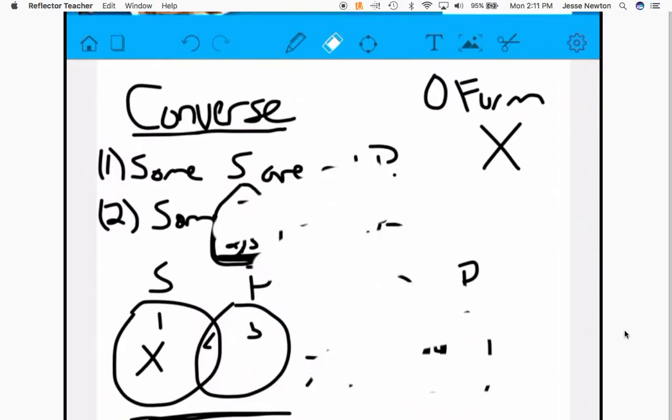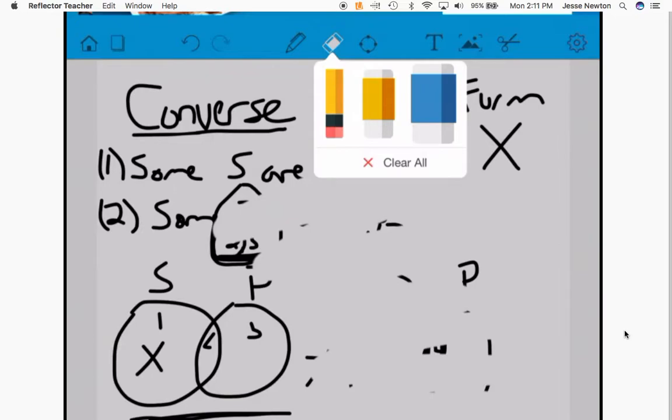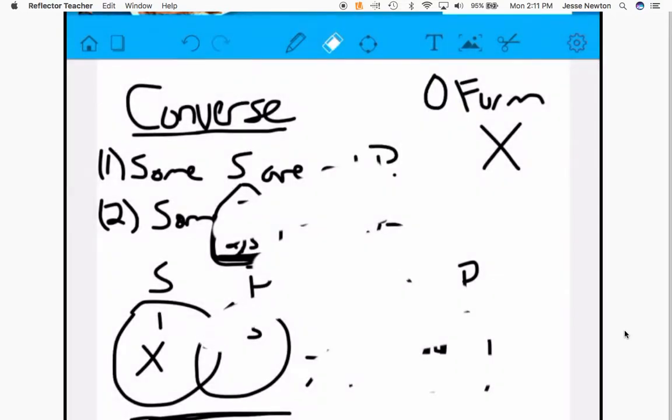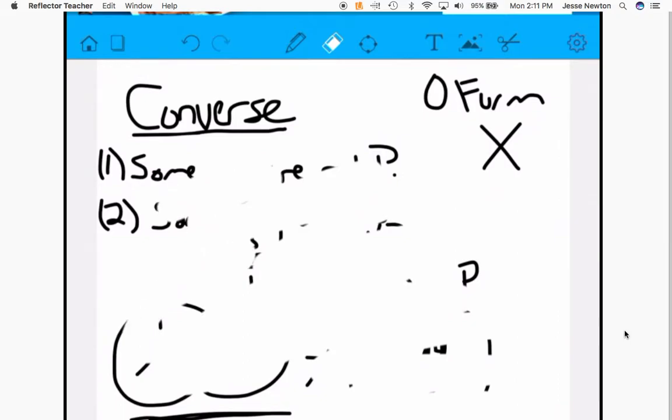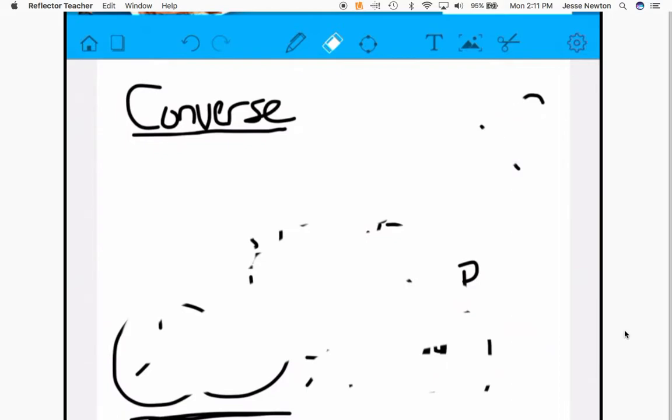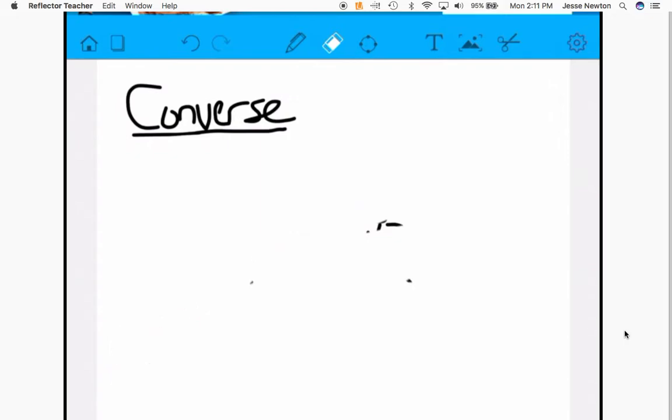Why won't this? I guess I am on the biggest eraser that it has. Okay. I assumed that there would be one that was a lot bigger, but I guess that is not the case.